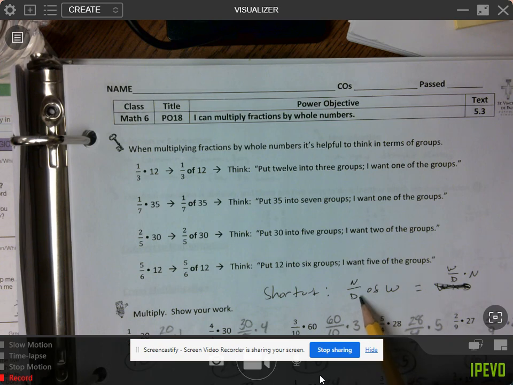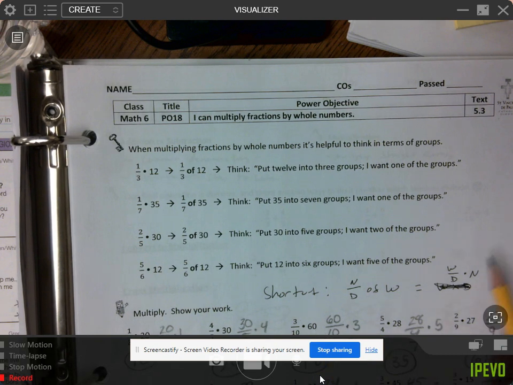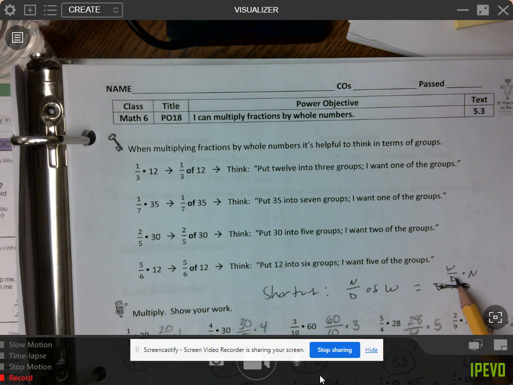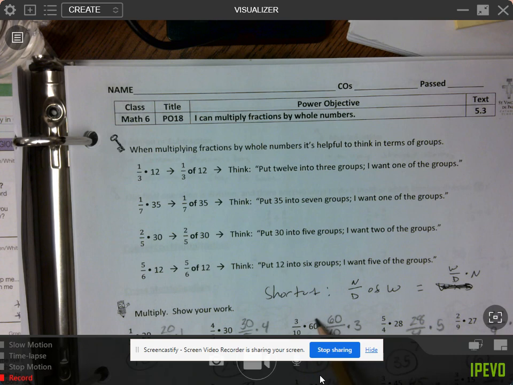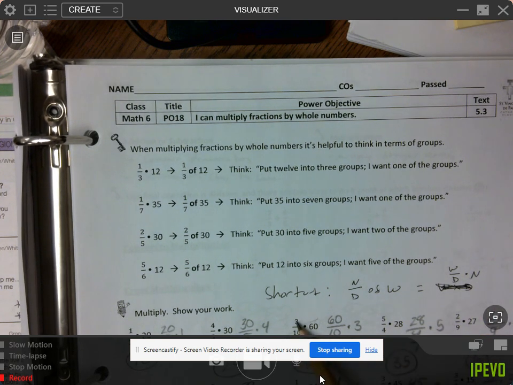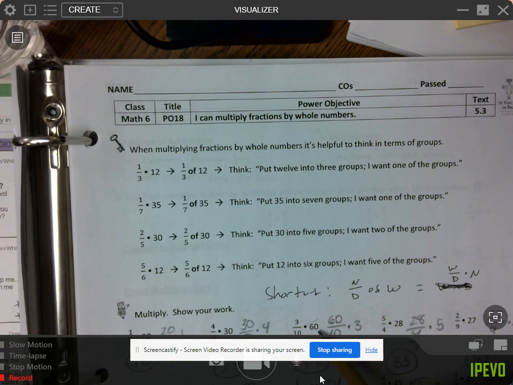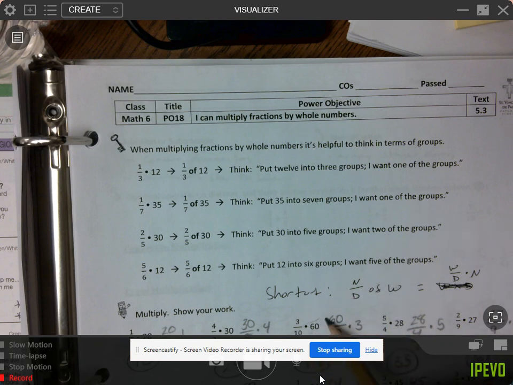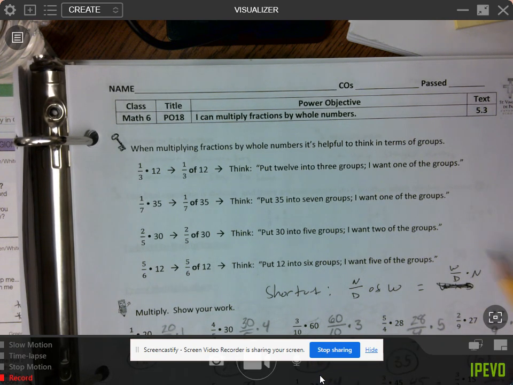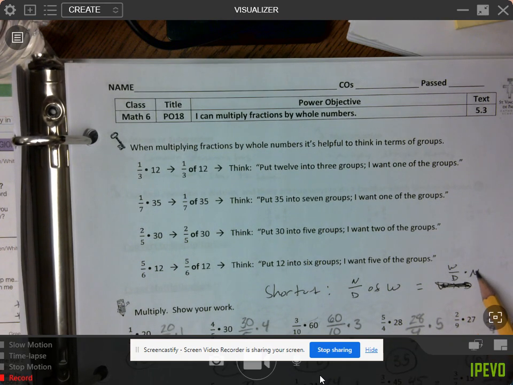You have your numerator over your denominator of your whole number. So that's like saying your whole number divided by that denominator times that numerator. So it's the same thing we talked about while we were doing the work yesterday. I don't think it was on the video, but it's like that cross simplifying. So dividing that whole number by your denominator, and then you multiply it by the numerator.